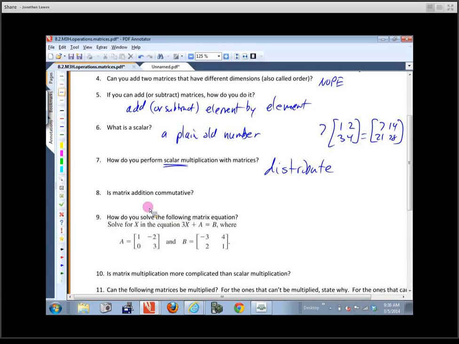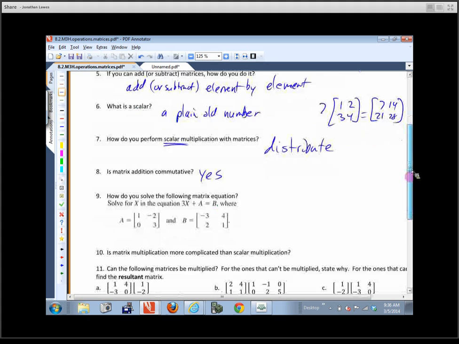Okay? Is matrix addition commutative? Yes, it is. If you can add them in one order, you can switch them around and you can still add them. What about matrix subtraction? Nope, doesn't work that way.